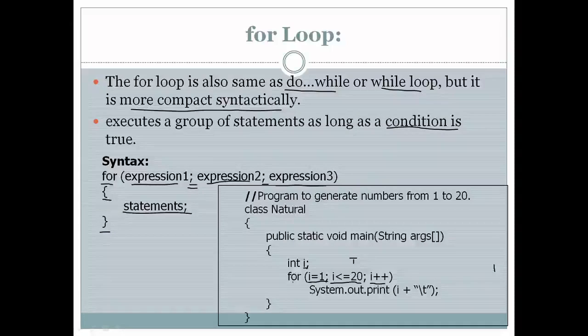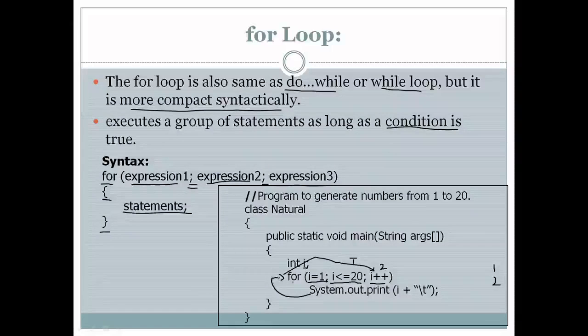After executing the statements, when it comes back to the for, at this point of time it first increments the counter variable. Initially it was 1, now it will become 2 because i++ increments the value by 1. Then it again checks the condition, 2 is less than or equal to 20, the condition still holds. So again System.out.print prints the value of i, which is now 2.